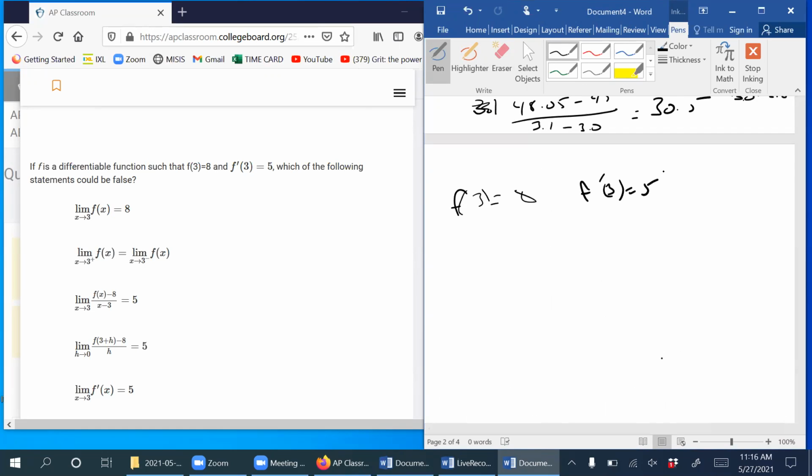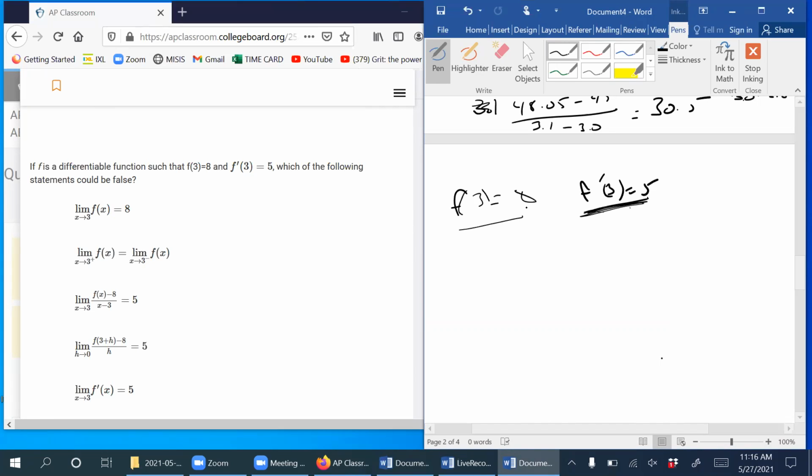Could be false. All right. So we know that the derivative exists at 3, so it's differentiable. We don't know it's continuous everywhere. So which of these could be false? See, the derivative exists. That means it's continuous and differentiable at 3.